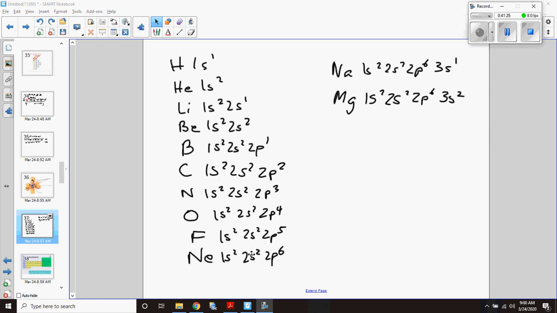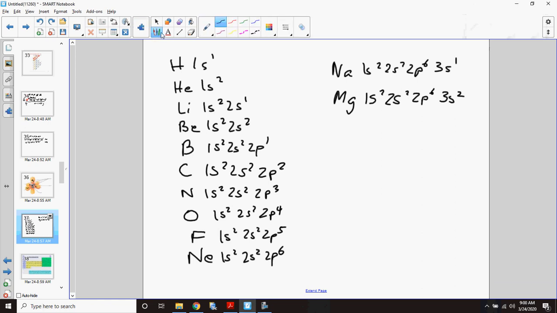So if you're looking, everything underneath is exactly the same. After neon, like a typewriter, I go back across to the left-hand side to sodium. Everything underneath here, from 1s2 to 2s2 to 2p6, is exactly the same electron configuration as the neon atom. So there is a shorthand way of writing the electron configuration for an atom. If I wanted to write the electron configuration for sodium in a shorthand way, I could say, well, all of this stuff here is basically neon. So we write neon in square brackets, and then we write what's new. What's new after neon is 3s1.